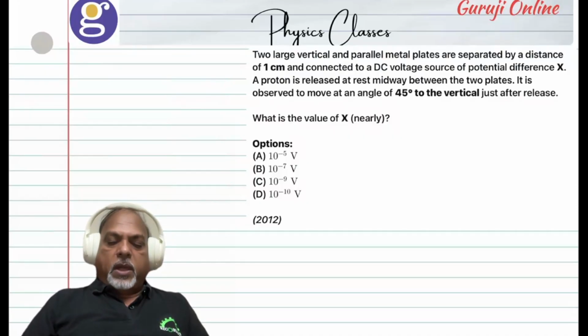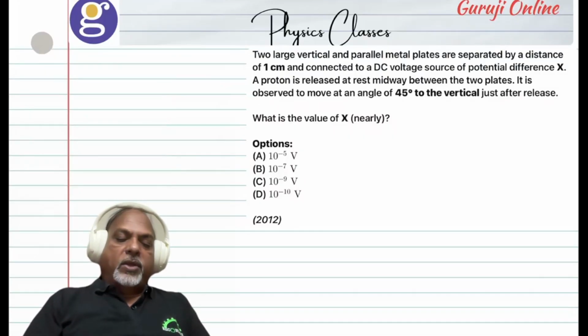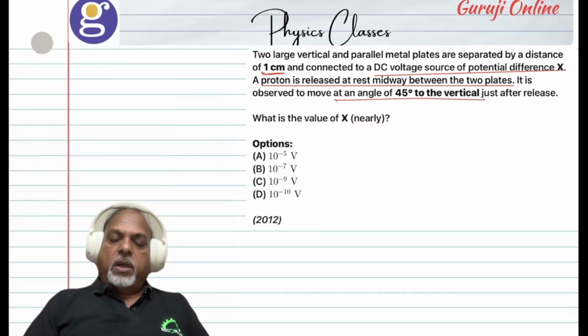One of the problems that came in 2012 is before your screen. It says two large vertical and parallel metal plates are separated by a distance of 1 centimeter and connected to a DC voltage source of potential X. Now a proton is released at rest midway between the two plates. It is observed to move at an angle of 45 degrees to the vertical.